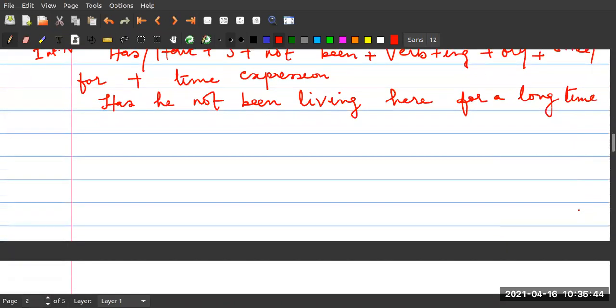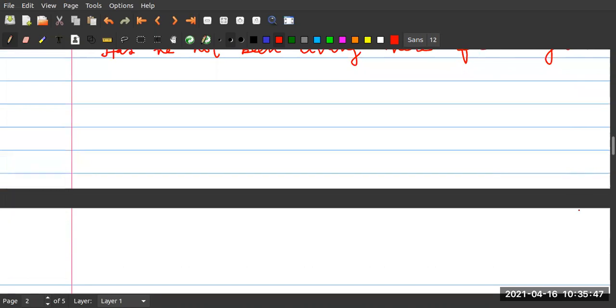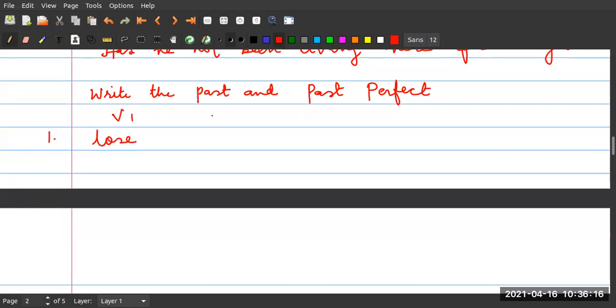Okay. So, now I will give you some verbs. You have to write the present and the past and the past perfect. What is the past of lose? This is V1. You have to give the second, matlab, the past. V2 is what? Past. And V3 is what? Past participle.